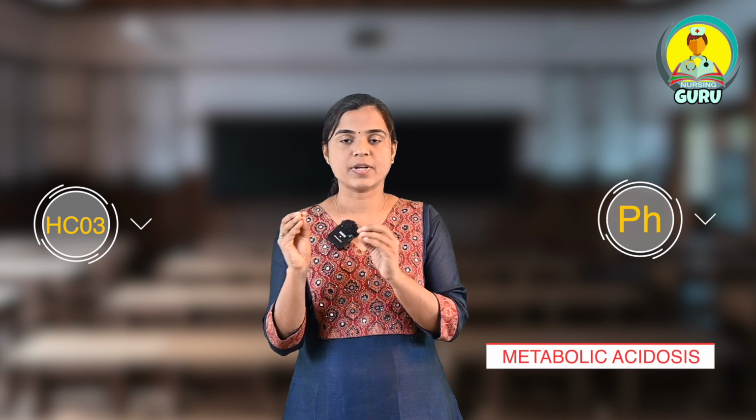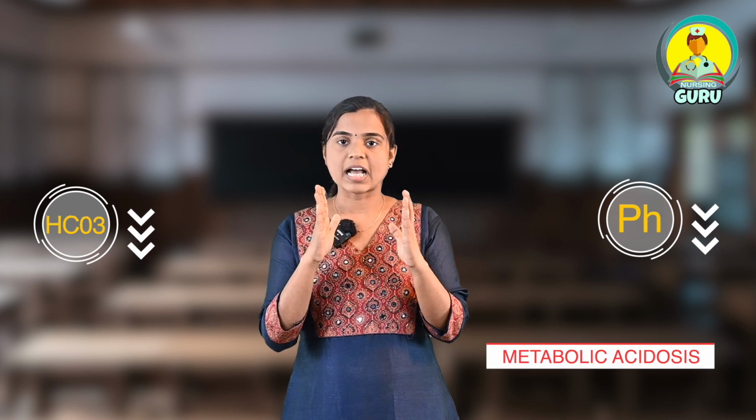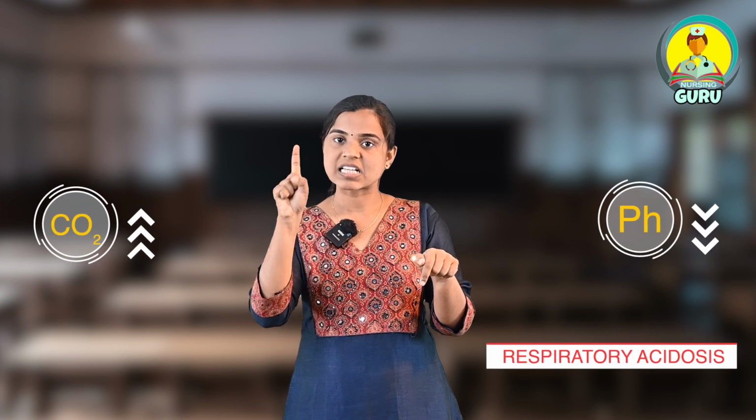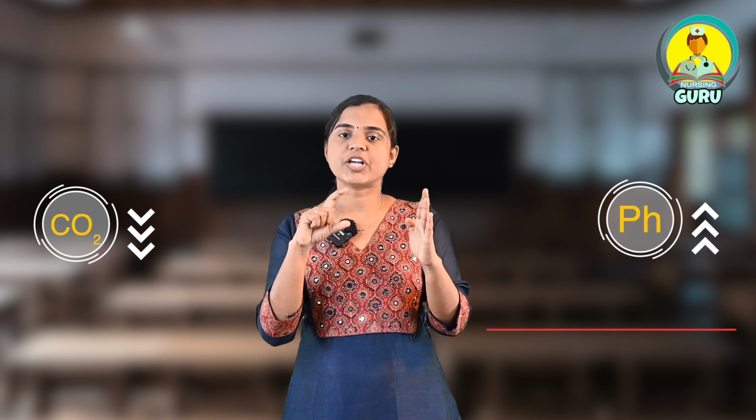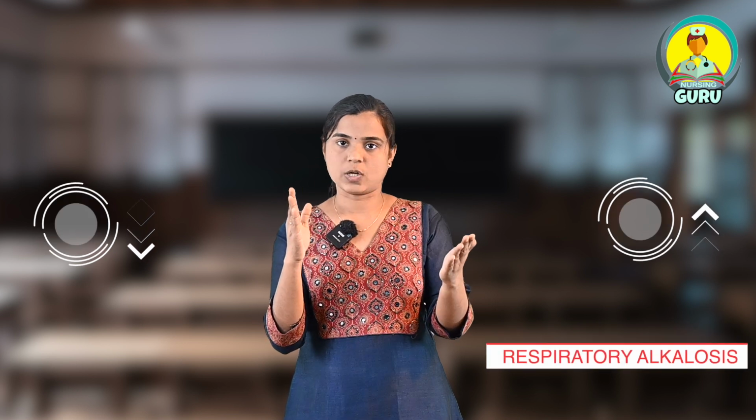Similarly, if the pH is decreasing and the HCO3 level is also decreasing, both pH and HCO3 decreasing, then that patient is having metabolic acidosis. In carbon dioxide level, if the carbon dioxide increases and proportionally pH decreases, then the patient is having respiratory acidosis. And if the carbon dioxide is decreasing and pH is increasing, the patient is having respiratory alkalosis.